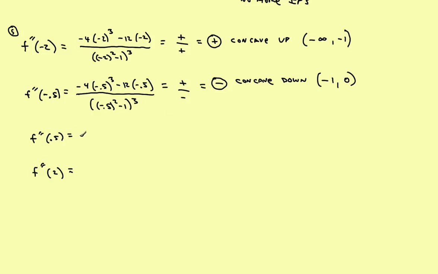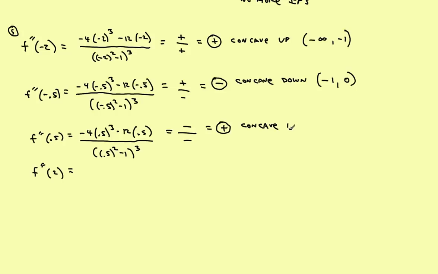Now go ahead and plug in the positive 0.5. So it's the same process. So 4 times 0.5 cubed minus 12 times 0.5, divided by 0.5 squared minus 1, the whole thing cubed. When you do this one, it will turn out to be a negative divided by a negative, which turns into a positive, which again tells you that it's concave up. So this is going to be concave up in this interval, in the interval from 0 to 1.